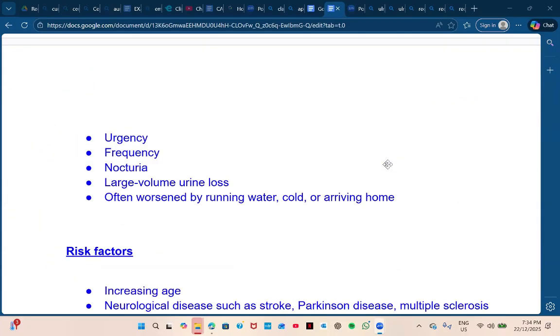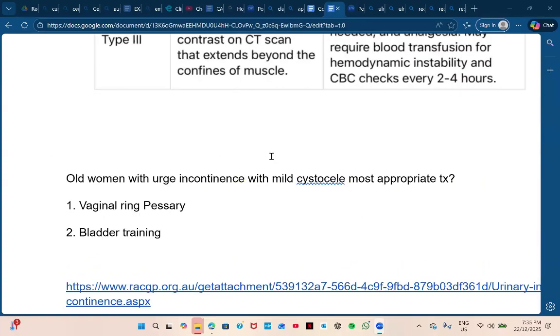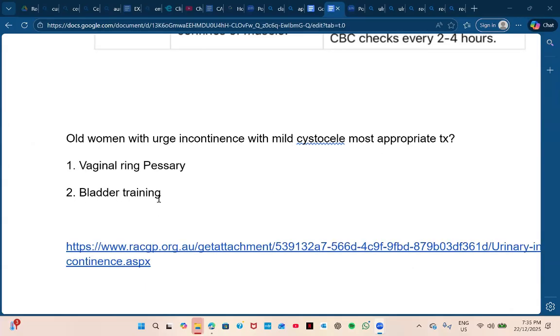So in our case, the patient mainly has urge incontinence with mild cystocele. In that case, we can go with bladder training, right? They are mainly focusing on urge incontinence and mild cystocele, so I think we can go with bladder training. Agreed, right? What do you think, doctors?